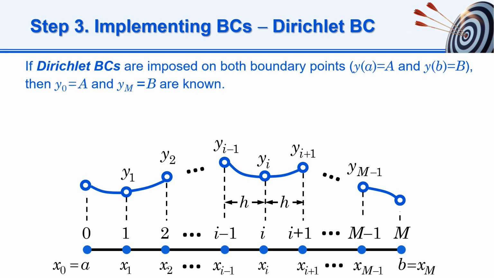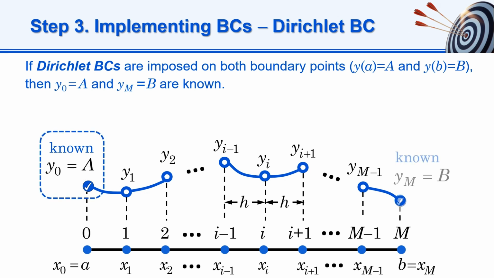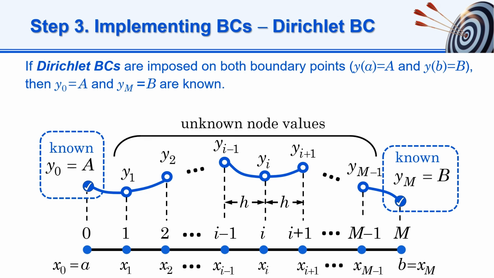If Dirichlet boundary conditions are imposed on both boundary points, y(a) equals uppercase A and y(b) equals uppercase B, then y_0 and y_m are known as uppercase A and B, respectively. The solutions for the interior nodes are always unknown.